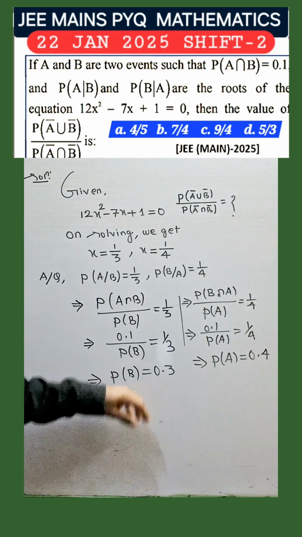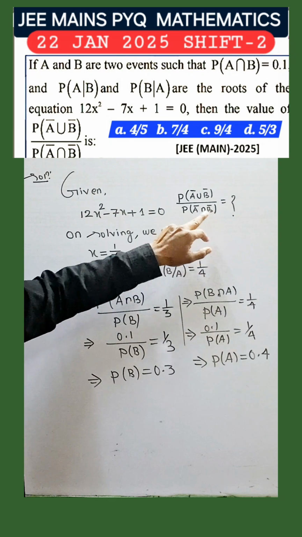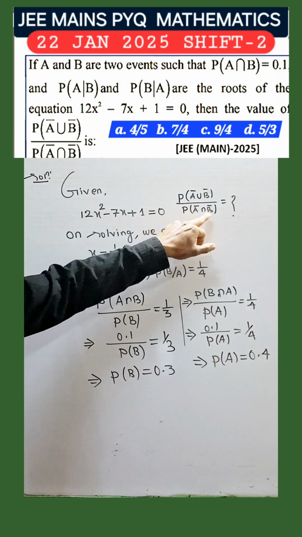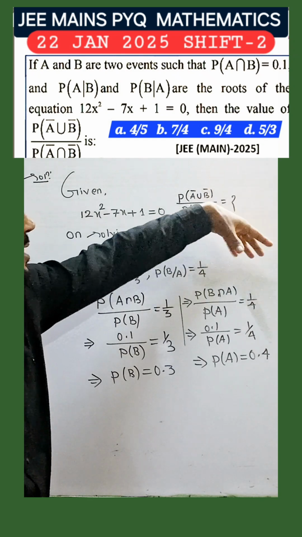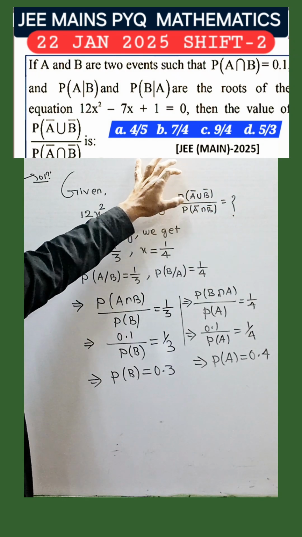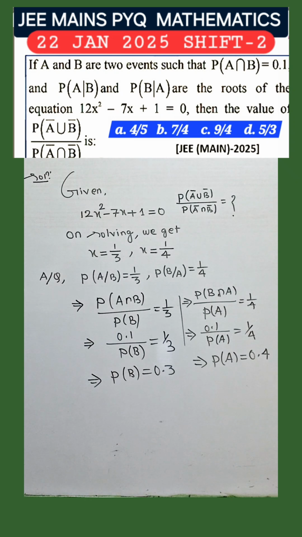And we are to find the value of the probability of A complement union B complement divided by the probability of A complement intersection B complement. Don't get confused, the value is not the probability of any event, it's just a value, a ratio, which can be greater than 1 also.